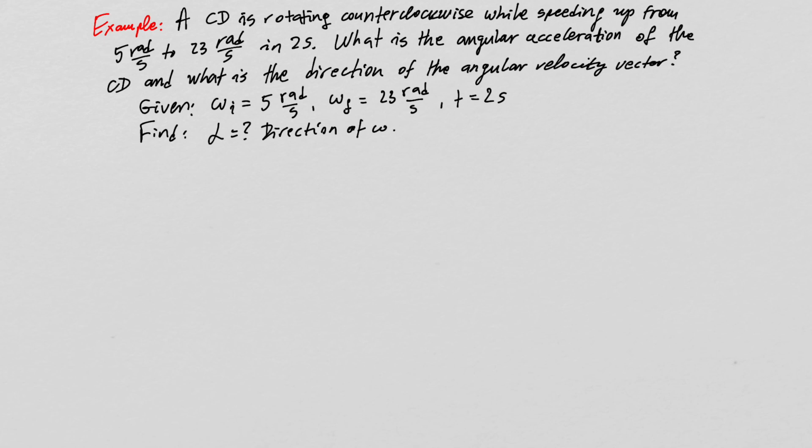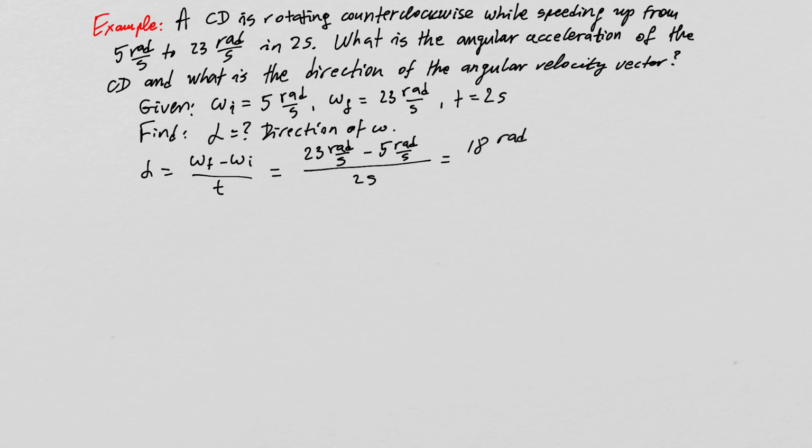So for the acceleration, we know by definition that it is equal to the difference between the final and initial angular velocities divided by the time of rotation. That means 23 radians per second minus 5 radians per second divided by 2 seconds, which gives 18 radians per second divided by 2 seconds. So this is 9 radians per second squared. That is the angular acceleration of the CD.